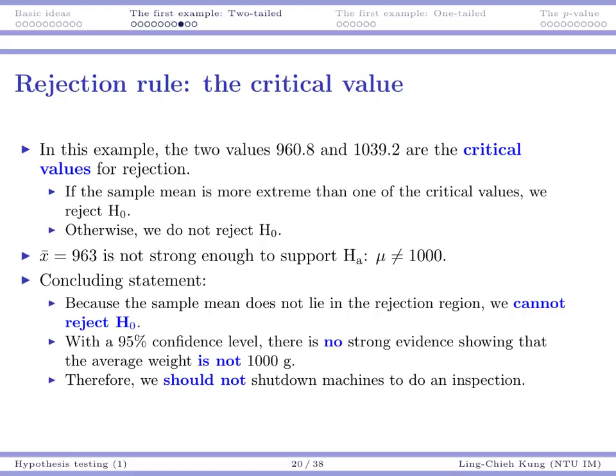So now let's write down our concluding statement. Because the sample mean does not lie in the rejection region, we cannot reject H0. With a 95% confidence level, or sometimes people say with a 5% significance level, there is no strong evidence showing that the average weight is not 1000.